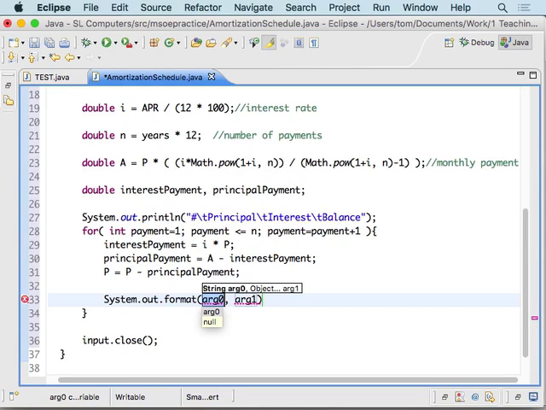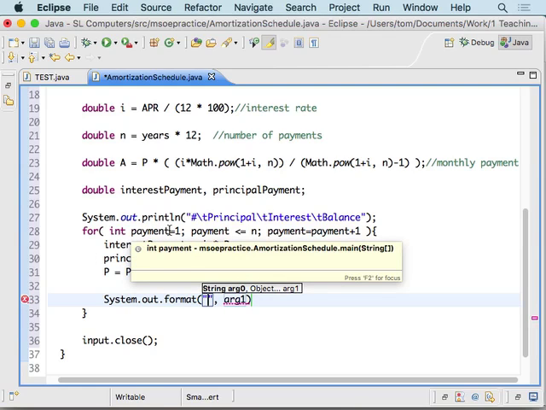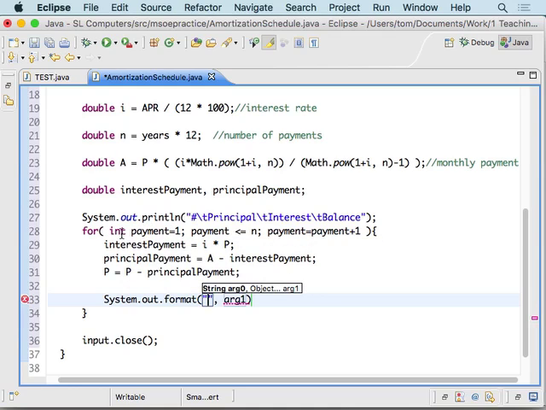Okay? And what we want to print out is, first of all, the payment number. Since that's an int, we're going to put in here %d. All right? And then I want to print a tab. So I'm going to put a space in there just to make it a little bit easier to read. Then I want to print out a tab, and the next thing I want to print out, it says right here, is the principal.